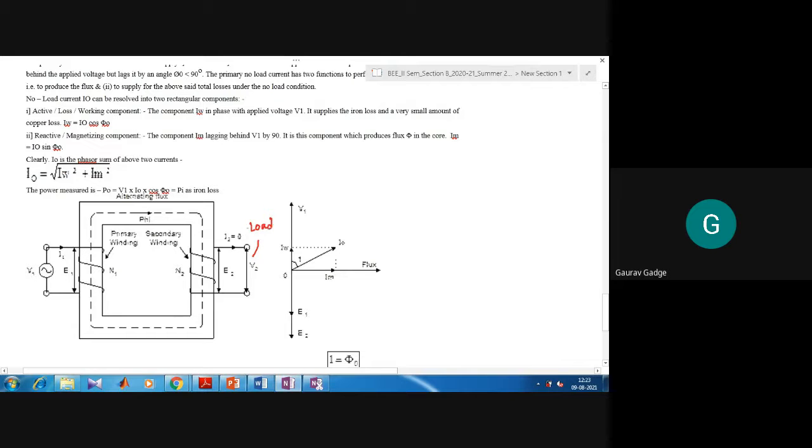If there is no load on the secondary side, it means the secondary current I2 is equal to 0 ampere. And I already said that current will pass in the secondary side only when there is a load connected on the secondary side. Okay. Now how does this transformer work?